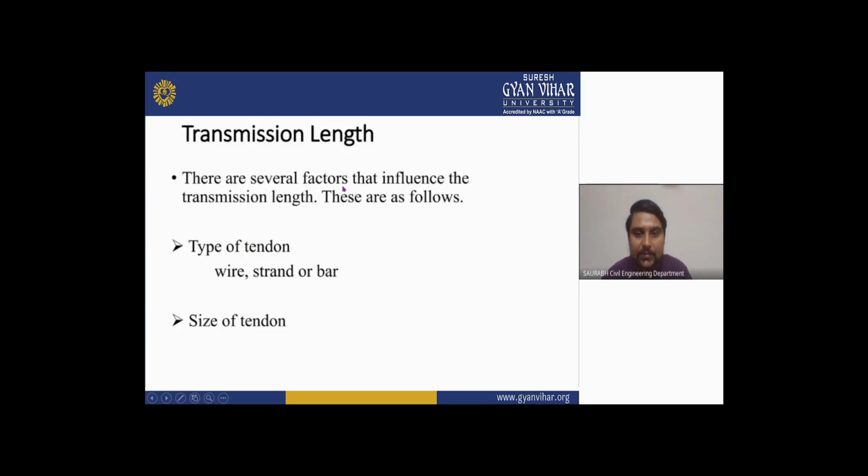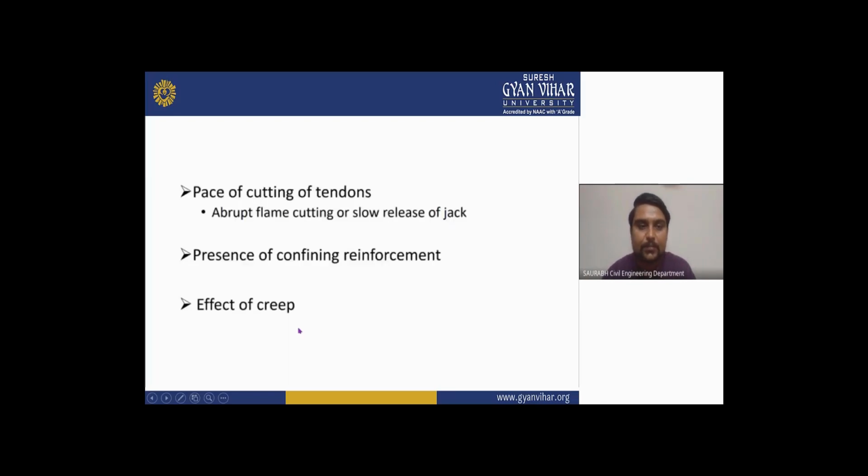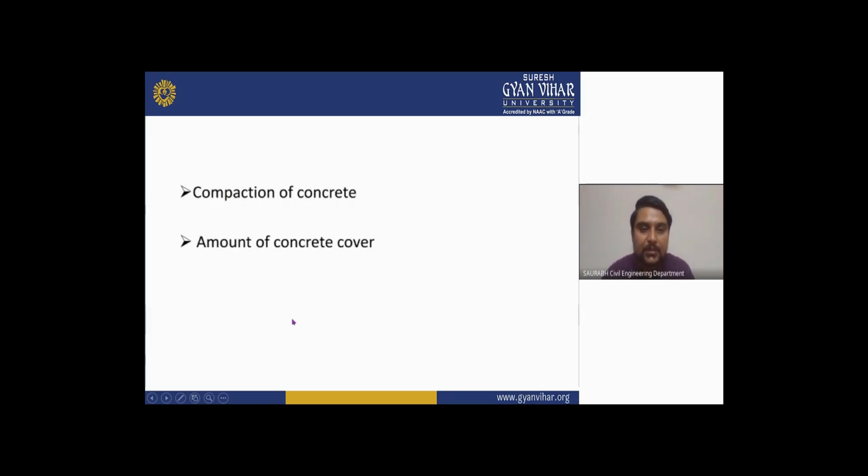There are several factors that influence the transmission length. These are as follows: type of tendon, wire, strand, and bar. There is also the size of tendon, stress in tendon, surface deformation of tendon (plain, indented, or deformed), stress in the concrete at transfer, rate of cutting of tendon, presence of confining reinforcement, effect of creep, compaction of concrete, and amount of concrete cover.